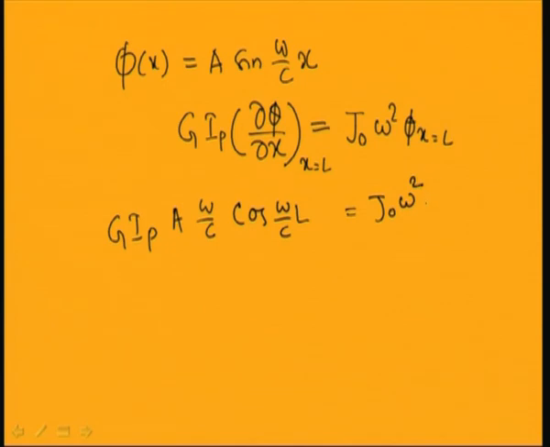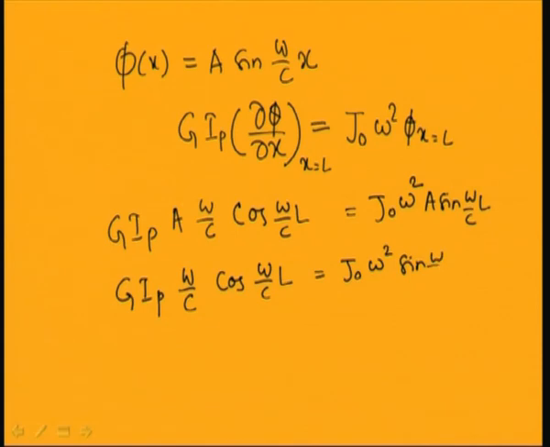So, for phi x I can write this as A sin omega by c x, x equal to L. In this case A will get cancelled, so I can write this expression in this way, substituting this G Ip omega by c cos omega by c L equal to J0 omega square sin omega by c L.